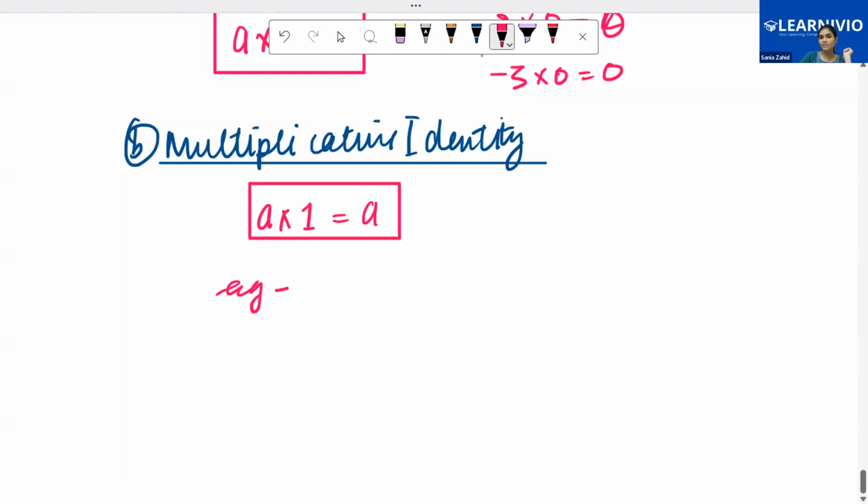I can give you various examples as well. Like I have plus 4 and I multiply it with 1, I will get plus 4 only. If I have minus 6 and I multiply it with 1, I'll get minus 6 only. So this is the multiplicative identity for multiplication. The additive identity is like whenever I'm adding 0 to any integer, I'll get that integer only. For multiplicative identity, I have to multiply with 1. Do you understand this? Yes, ma'am. Then next we have associative property.